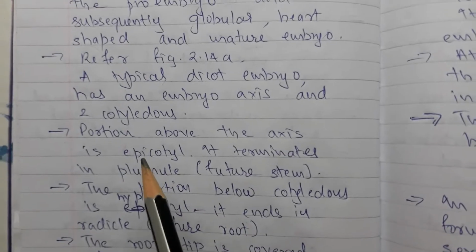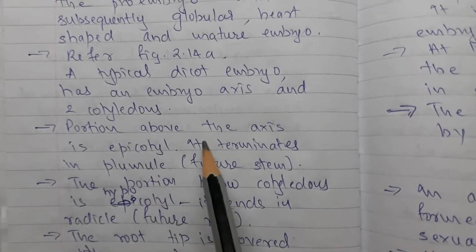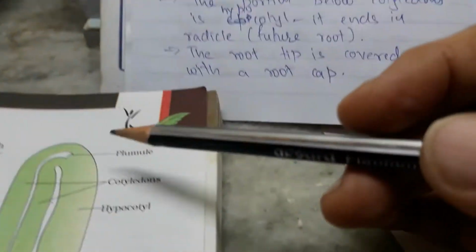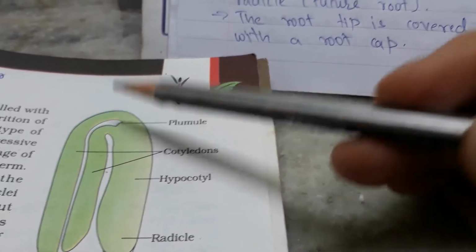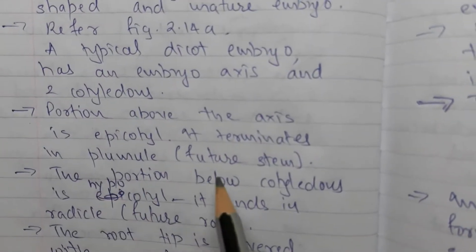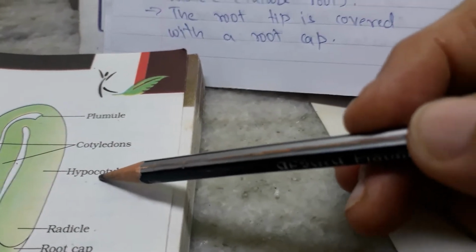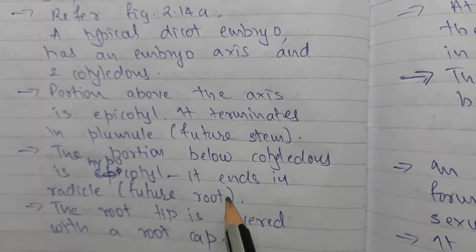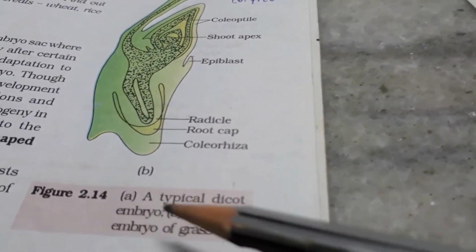Now, the portion above the axis is epicotyl. It terminates in a plumule. Here, hypocotyl is below, epicotyl and plumule. This is the future stem. The portion below the cotyledon is the hypocotyl. This one, hypocotyl. Future root, radicle would be the root. The root tip is covered with a root cap. See the diagram 2.14b.